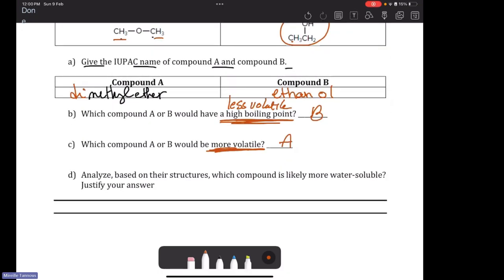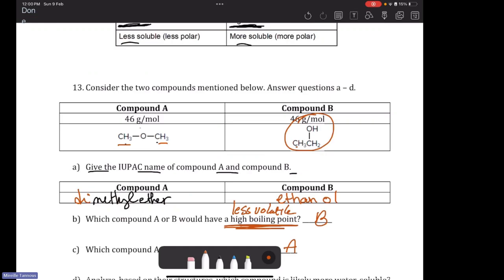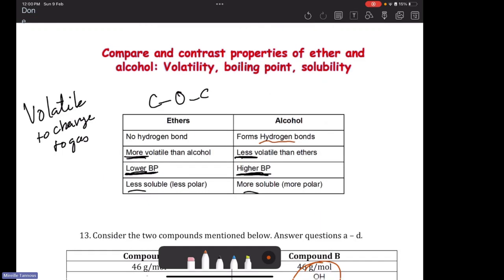Now, based on their structure, which compound is more water soluble? Surely the alcohol, compound B. Justify: it can make hydrogen bonds, whereas ether cannot make hydrogen bonds. And if it makes hydrogen bonds, then it needs more energy to change from liquid to gas. So the boiling point will be higher.